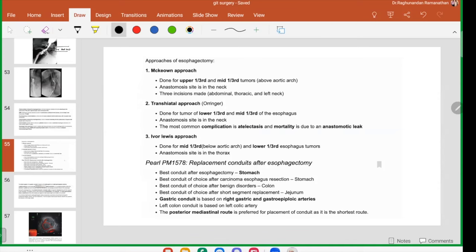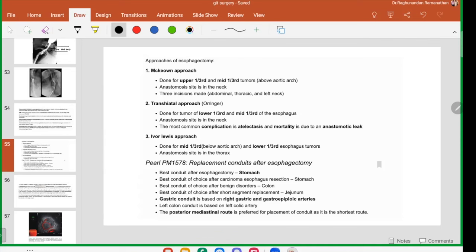So middle one-third is there in all of them. How do you know where you have to do which? In the question, I don't know why you people haven't asked me. Upper one-third is definitely McKeown's approach. Lower one-third, definitely you are going to do the Ivor Lewis approach. Similarly for the transhiatal approach, middle one-third and lower one-third are both not done there. But for Ivor Lewis and McKeown, we say middle one-third, so they have differentiated that middle one-third for us.